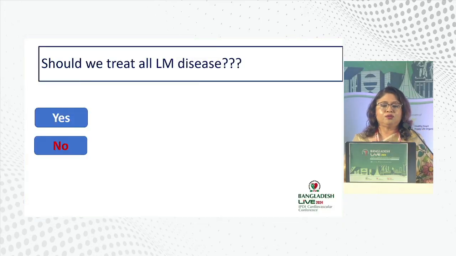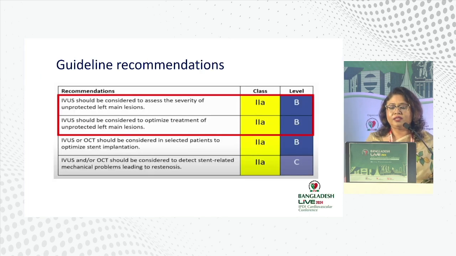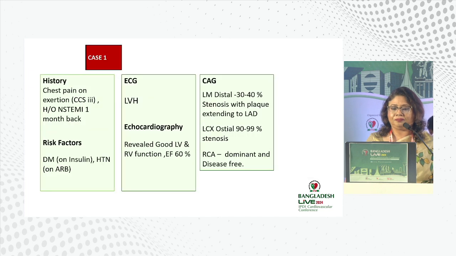So, first of all, should we treat all the LM diseases? Yes or no? If it is yes, then when? The guidelines have mentioned the SYNTAX score. According to that, we do the PCI or treat the LM disease. IVUS is also an indication for LM.